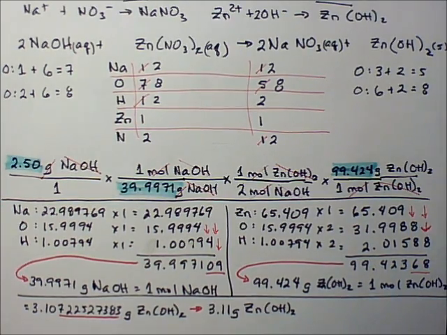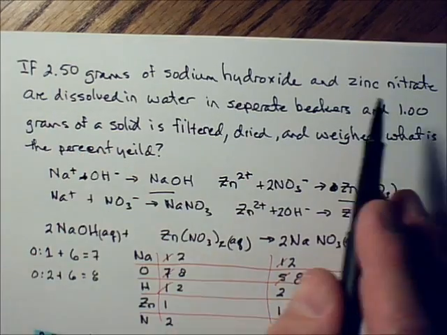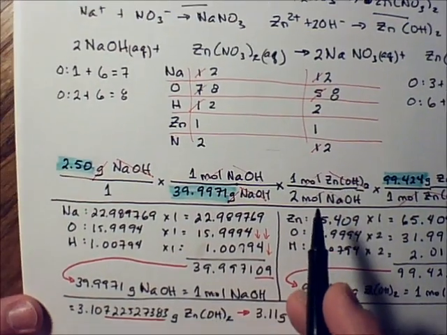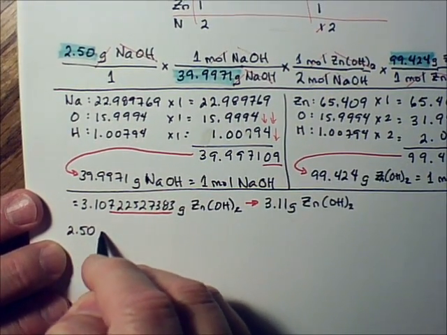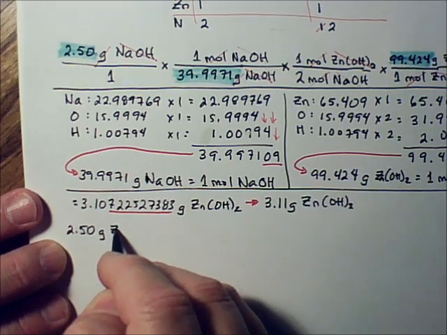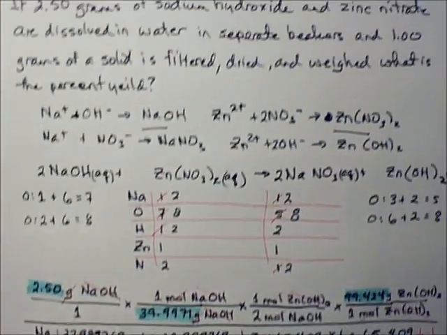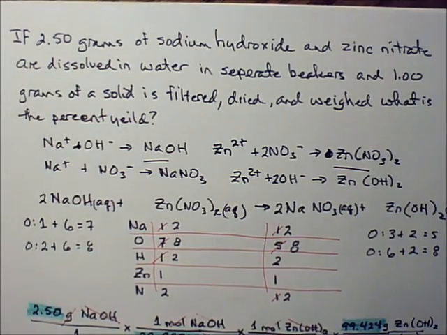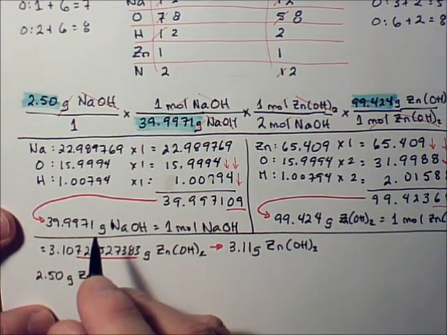Got to do another one now. Now we've got to start with 2.50 grams of zinc nitrate. Wait, that's all just one problem? That's a part of this problem. This problem, what we're doing down here, is you got to do all this to get the answer to this question. Wait. Wow.